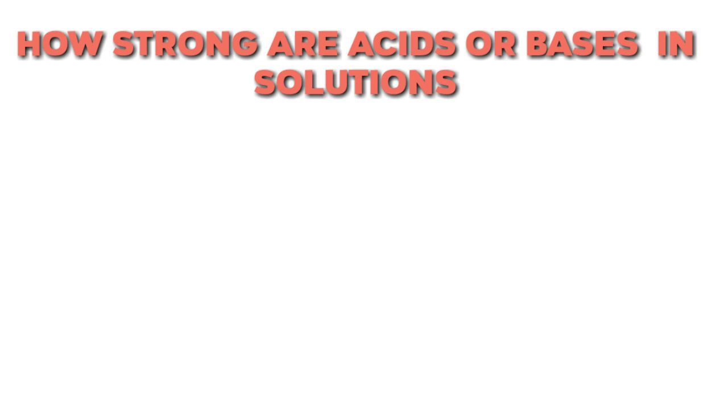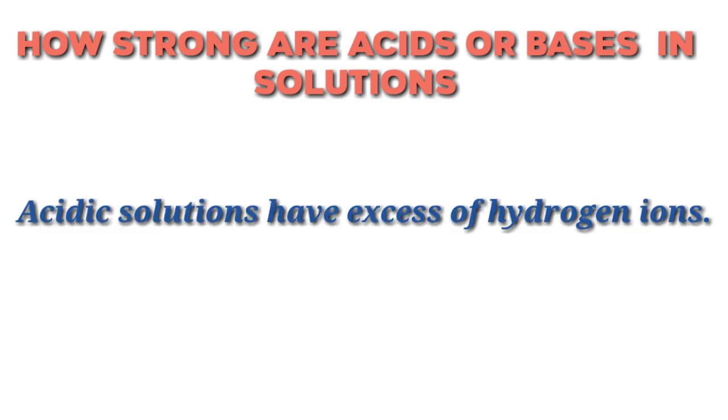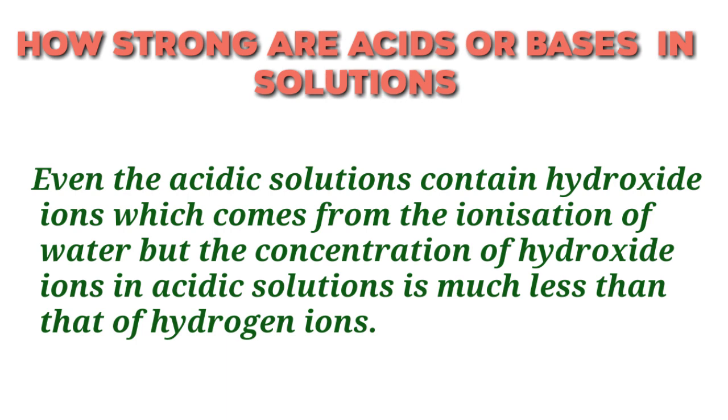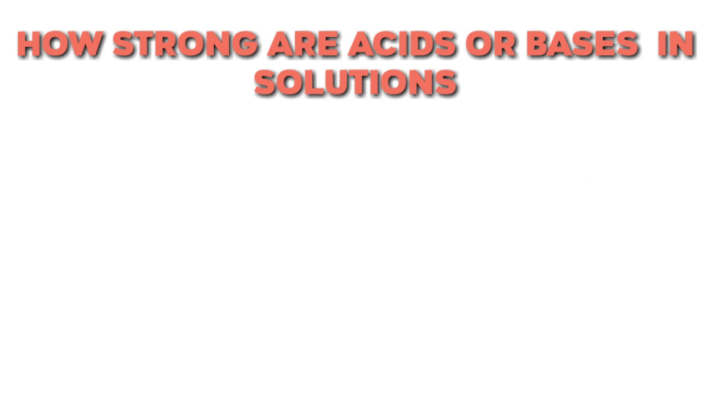Acid produces hydrogen ions in water. The concentration of hydrogen ions in water increases when an acid is added to water. That is, the acidic solution has an excess of hydrogen ions. One more thing we have to notice is that even acidic solutions contain hydroxide ions, which come from the ionization of water, no? But the concentration of hydroxide ions in acidic solutions is much lesser than that of hydrogen ions. That is the reason we are calling it an acid.